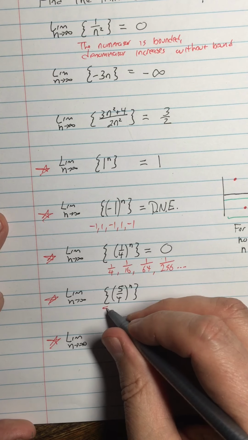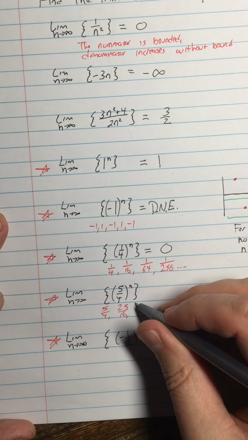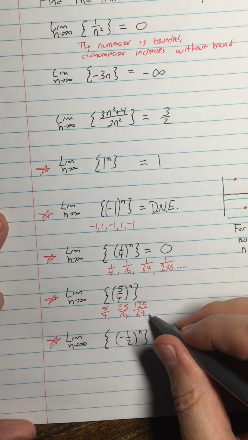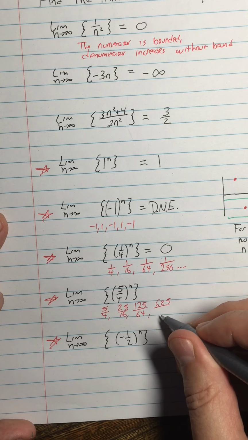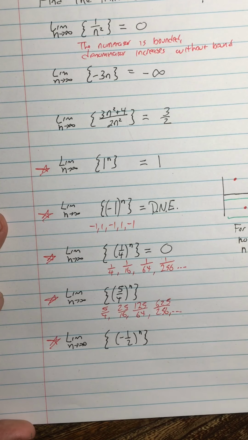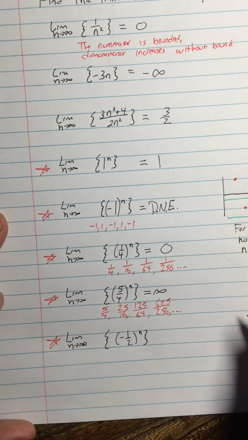Well, I'm going to have 5/4 for my first term, then 25/16, then 125/64, right, because that's 5 cubed over 4 cubed, and then 625 over 256. All right, what's happening to these numbers? They're getting larger. These numbers are increasing. So this limit is infinity.